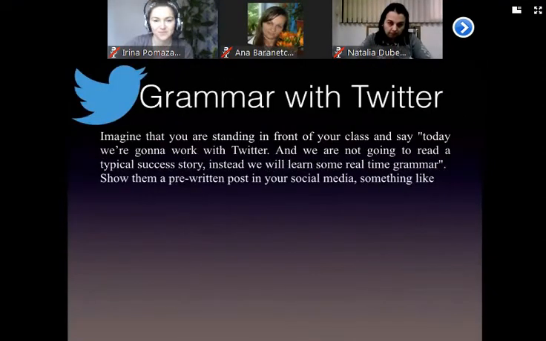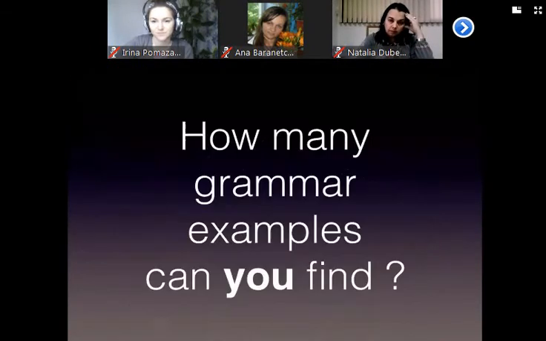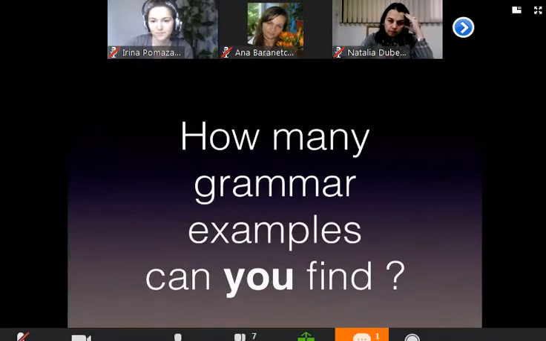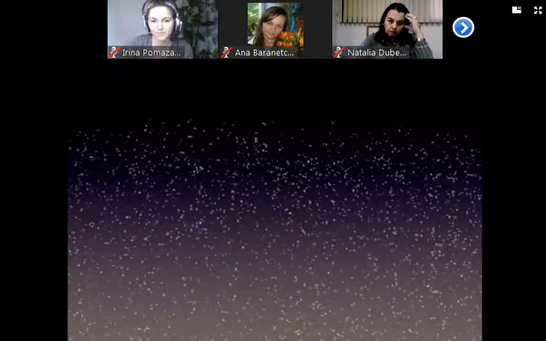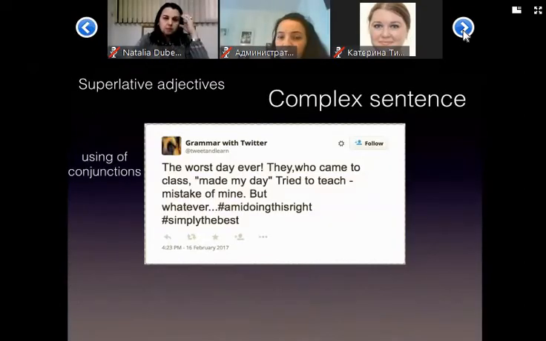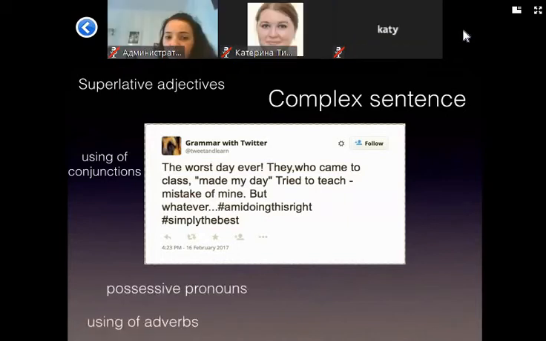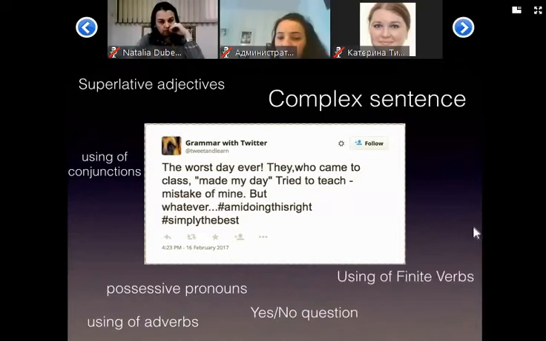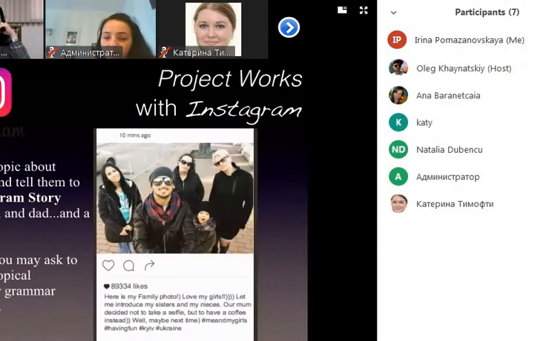We talked about the way you can use Twitter, and some grammar examples you can find while using Twitter. It's again the complex sentence, superlative adjectives, use of conjunctions, possessive pronouns, use of adverbs, yes/no questions, and use of finite verbs. And as I told you, all of the examples are here.